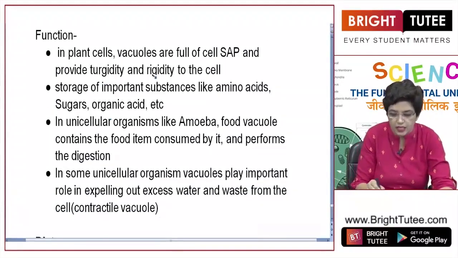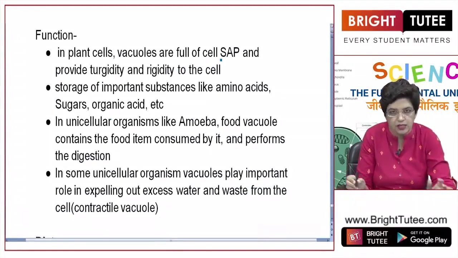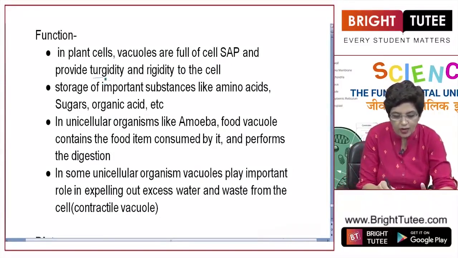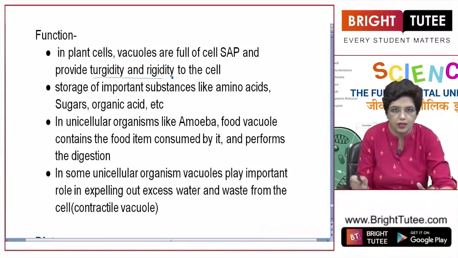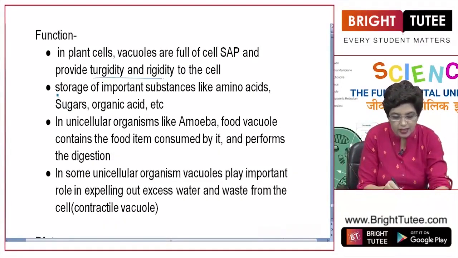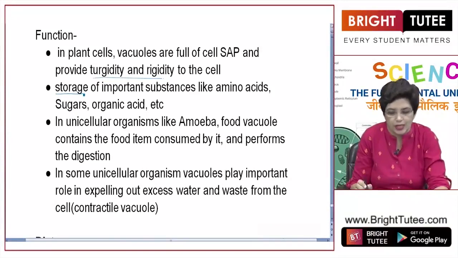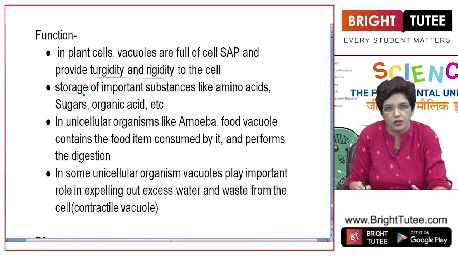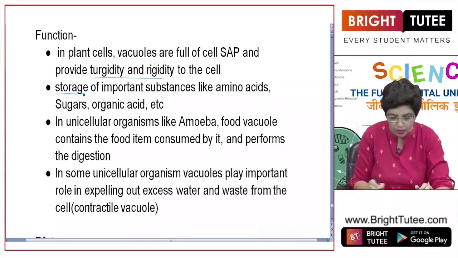Function: in plant cells, vacuoles are full of cell sap, that is the liquid material with all the nutrients dissolved in it. So it provides turgidity and rigidity to the cell. If the liquid is filled up inside, the cell will be rigid. Second important function is storage of important substances like amino acids, sugars, organic acids, fatty acids. All these substances which are important for the cells are stored in the vacuoles.